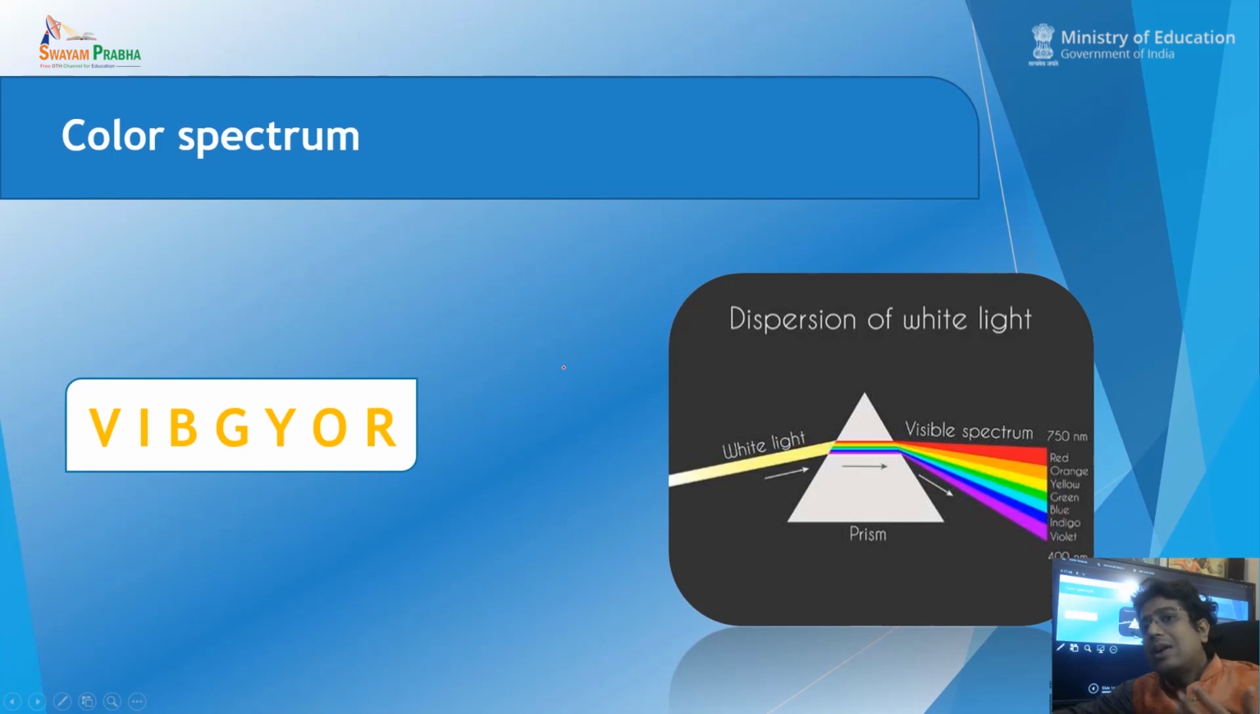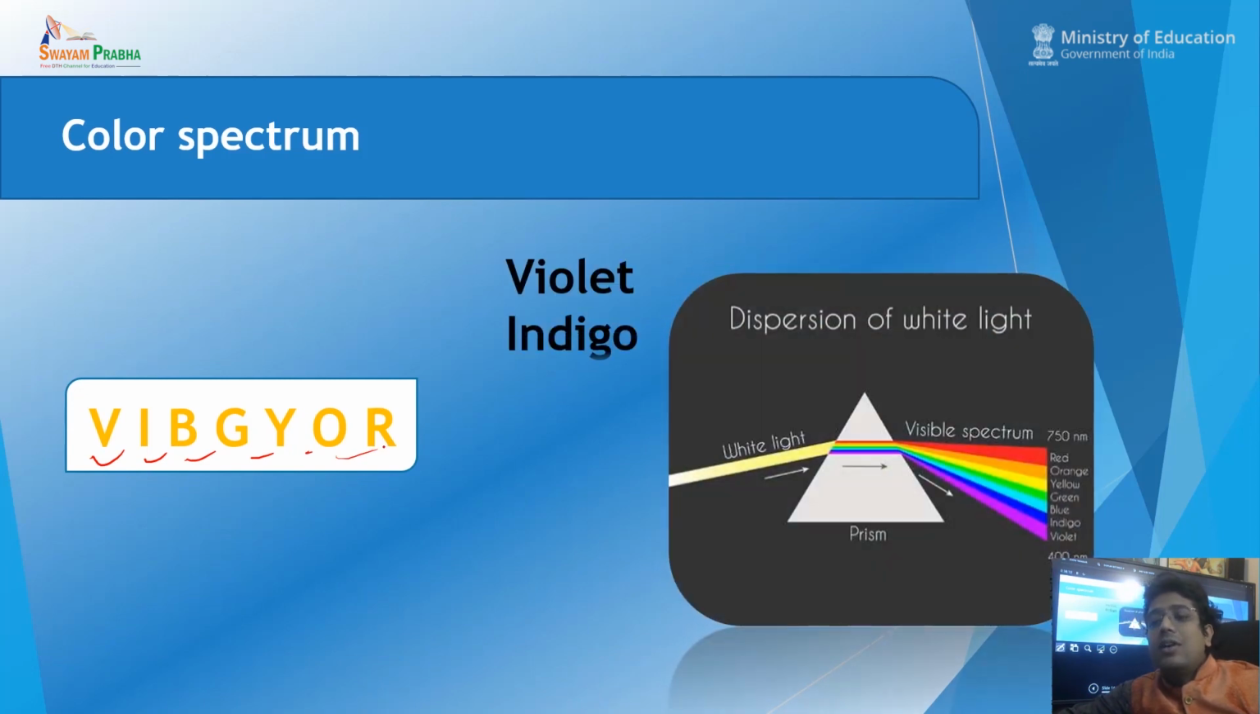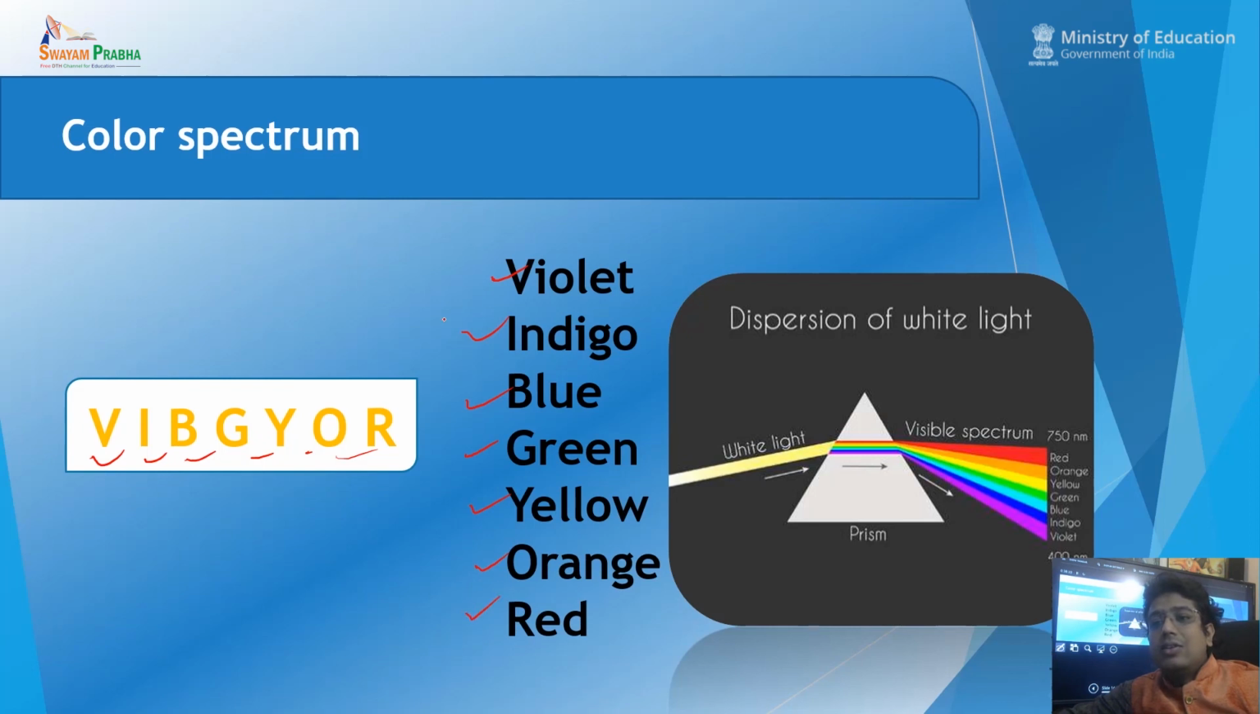Now it's time to learn about the color spectrum. Definitely in your school time you may have played with a prism. When you keep that prism in the sunlight, it creates 7 different colors of very beautiful lighting effect on the other side. This is called VIBGYOR, right? So what is VIBGYOR? VIBGYOR stands for violet, indigo, blue, green, yellow, orange, red. These are the 7 colors we get when white light is passed through the prism, right? This is also called the rainbow colors. So this is the VIBGYOR color.